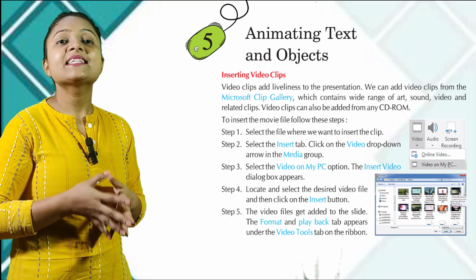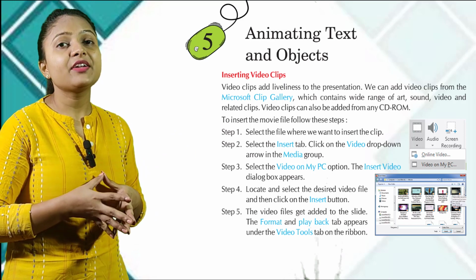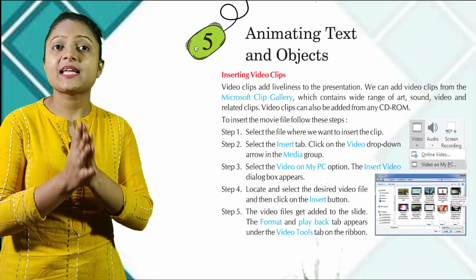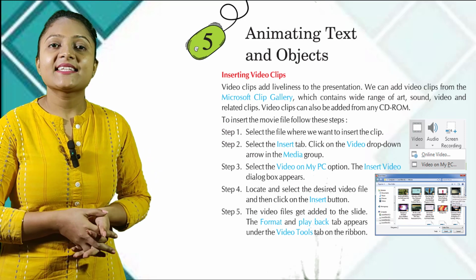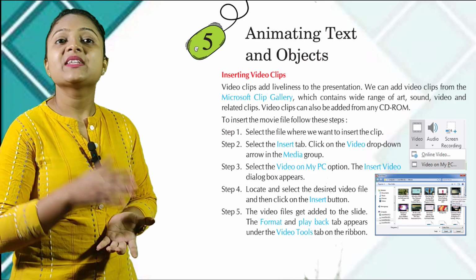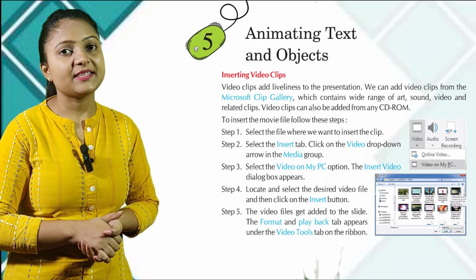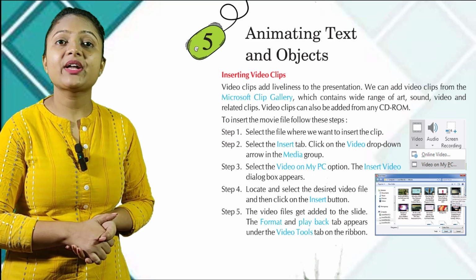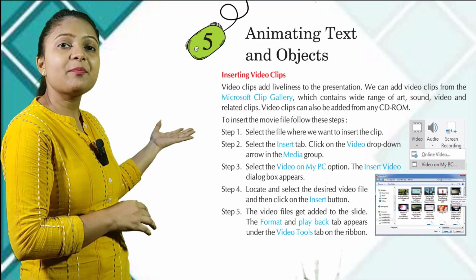Step 1. Select the file where we want to insert the clip. Step 2. Select the Insert tab. Click on the video drop-down arrow in the media group. Select the video on My PC option. The Insert Video dialog box appears. Step 4.